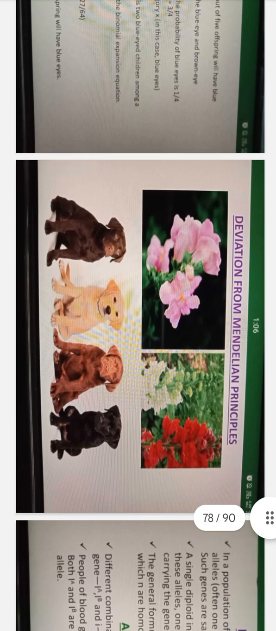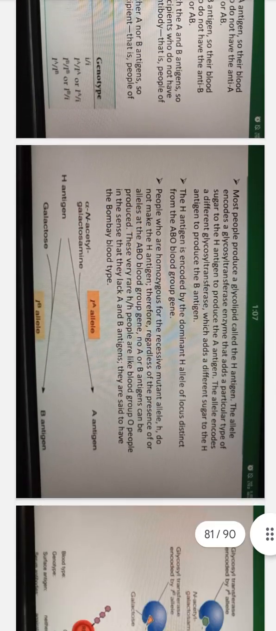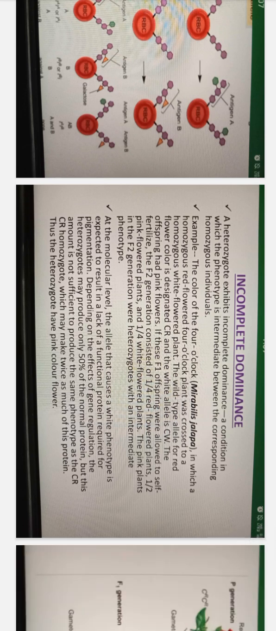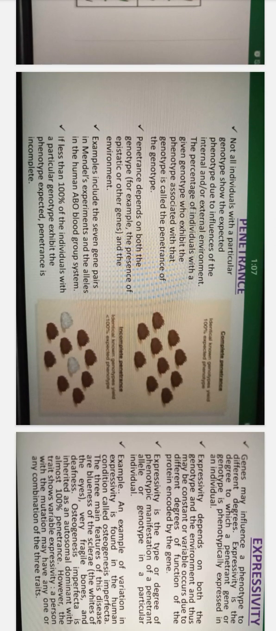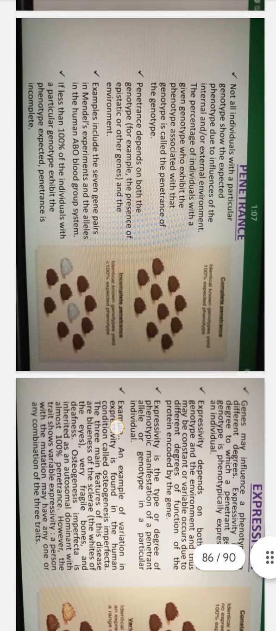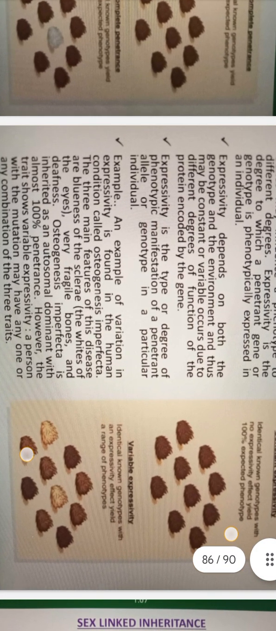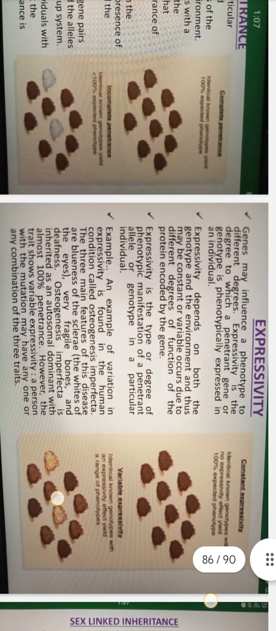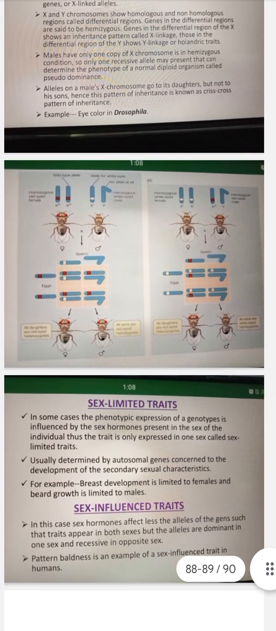Then deviations from Mendelian principles. Multiple allelism, ABO blood groups for example. Then incomplete dominance in the case of Mirabilis jalapa. Penetrance, expressivity. Constant expressivity: identical genotypes with a non-expressive effect yield a 100% affected phenotype. Variable expressivity. Sex-linked inheritance in the case of Drosophila.